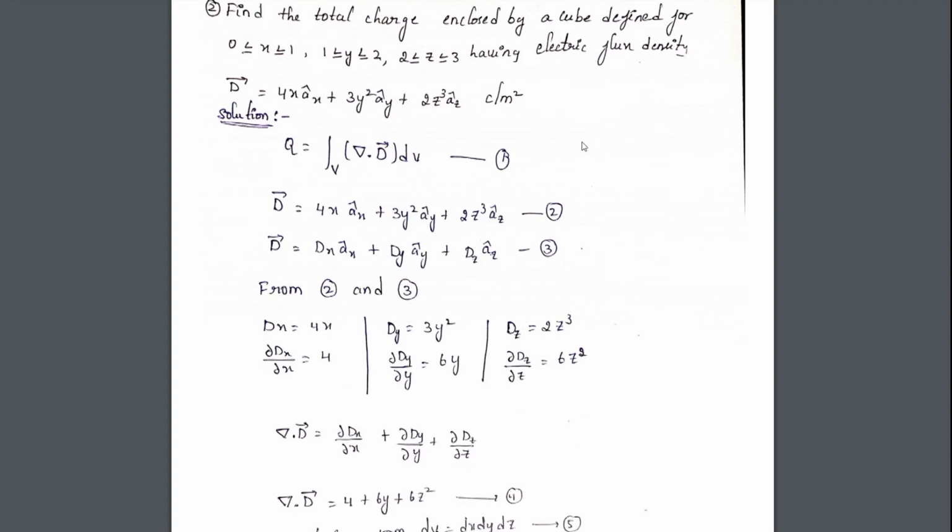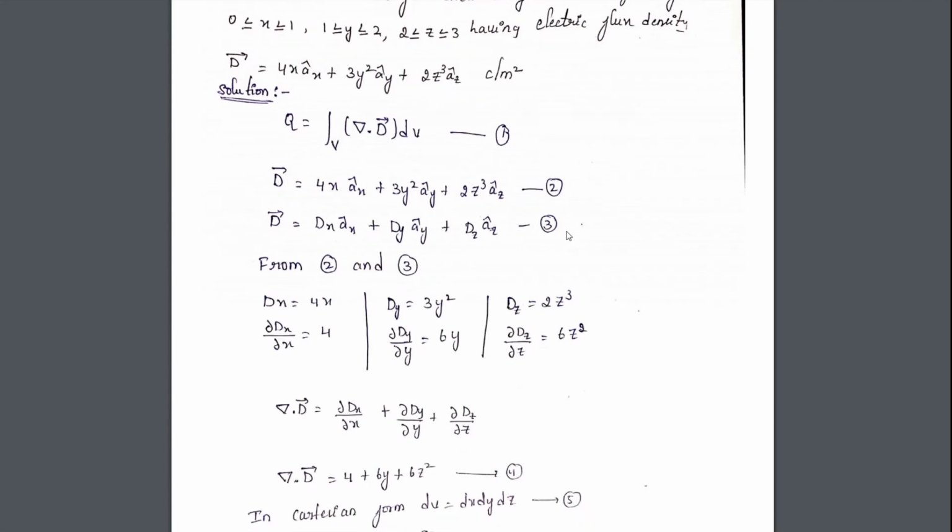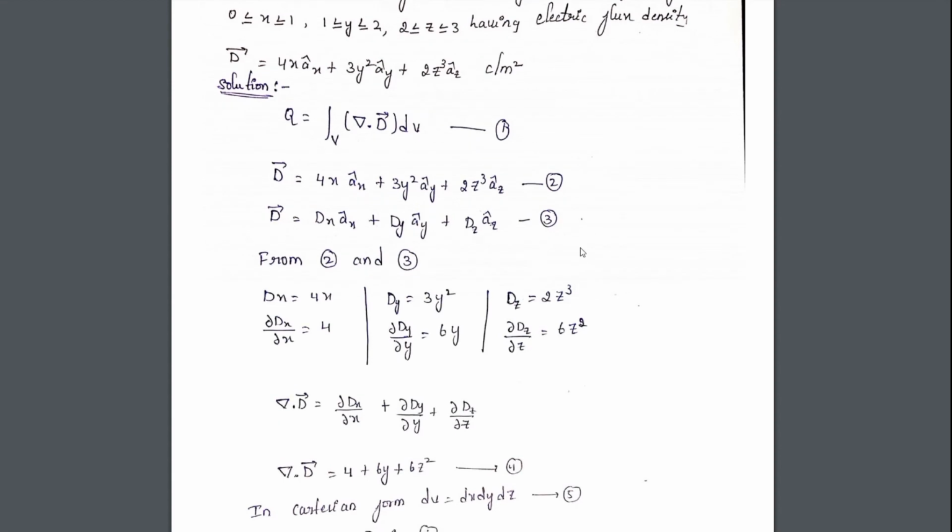So there is a formula: Q is equal to what? Integral of rho V into dV, which we have derived. What is rho V? Del dot D, that is Maxwell's first equation. So use that equation here. Q is the volume integral of del dot D into dV. Now you need to calculate the divergence of D for the given D.